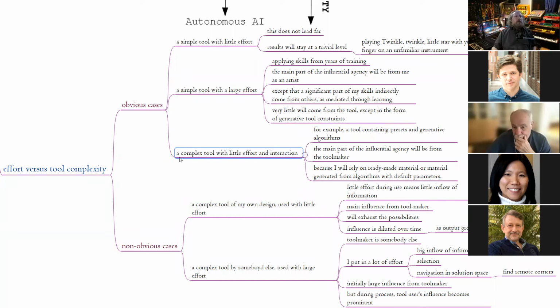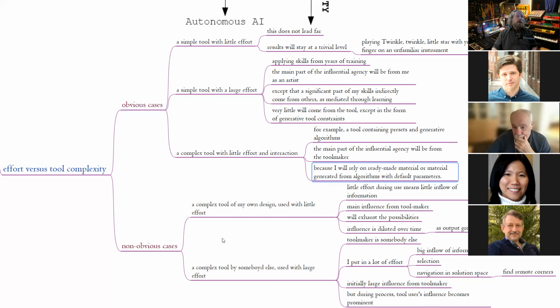And also, if I use a very complex tool, but with very little effort and interaction, that's another interesting case. So the tool maybe contains presets or generative algorithms, so it has a large amount of embedded information and influential agency in itself. But my influence will be very small because I don't spend too much effort. So basically, I take a huge piece of software and I make something fancy with the standard default choices and the most obvious choices on the menu. And since I rely on ready-made material, the main part of the influential agency will be from the tool maker.